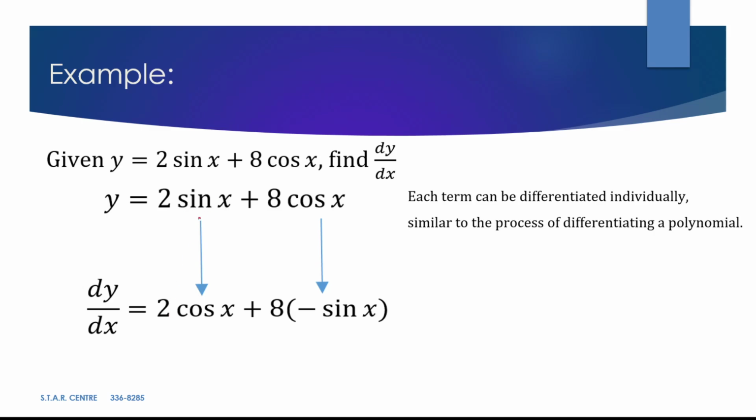So the differential of sine x is cos x, and the differential of cos x is minus sine x. So this gives us 2 cos x, and 8 by minus sine x will give minus 8 sine x, and this is our final answer.